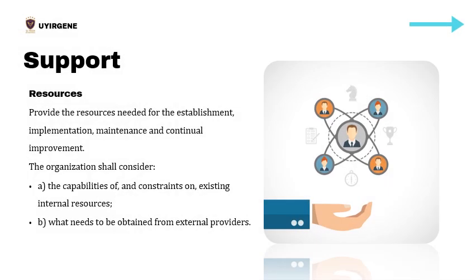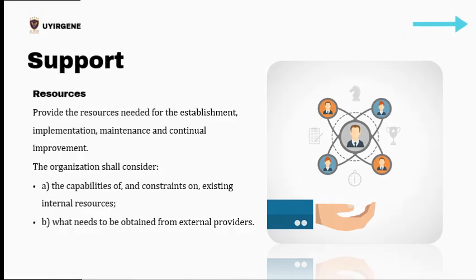Support. Resources. The organization shall determine and provide the resources needed for the establishment, implementation, maintenance, and continual improvement of the quality management system. The organization shall consider the capabilities of, and constraints on, existing internal resources, and what needs to be obtained from external providers.